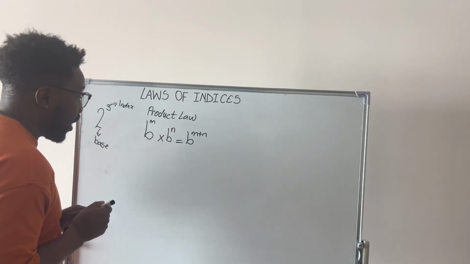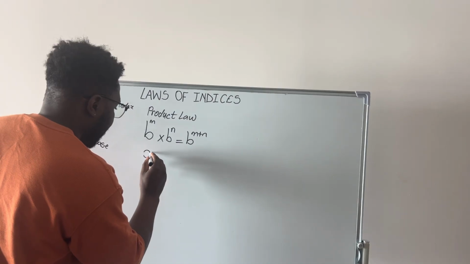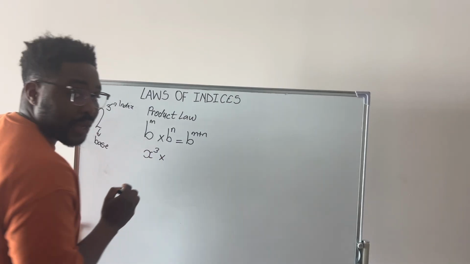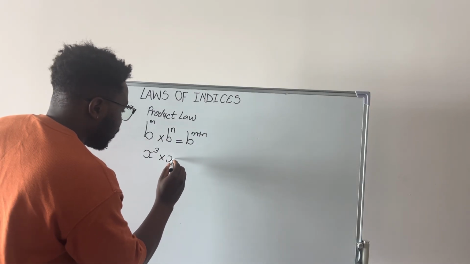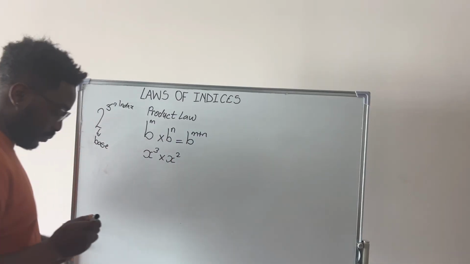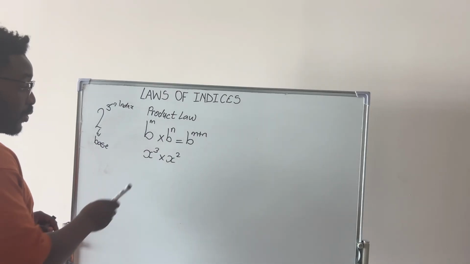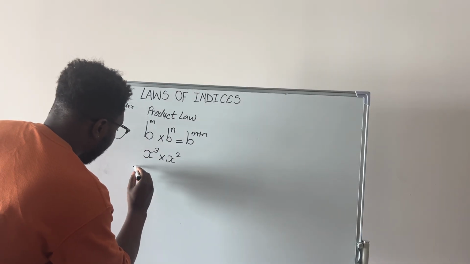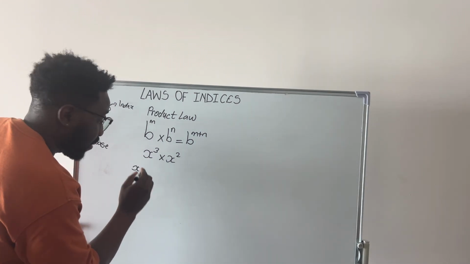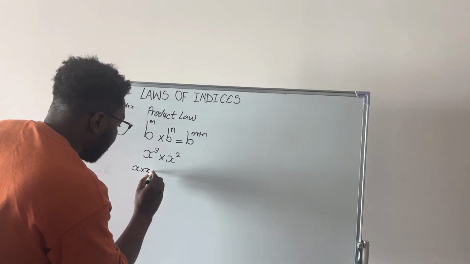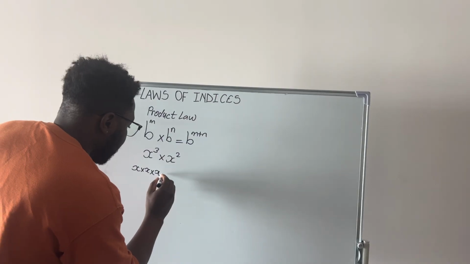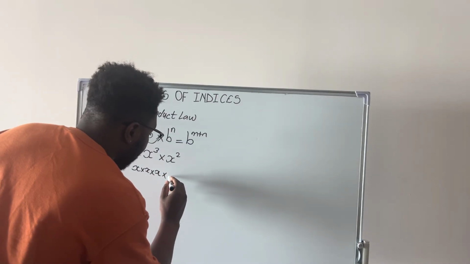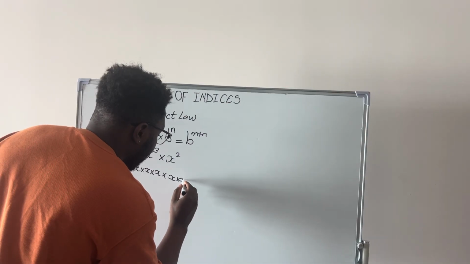Okay, let's put that into practice. Let's say we have x raised to the power 3, multiplied by x raised to the power 2. Let's try to expand these two terms. I'm expanding my first term here: x multiplied by x multiplied by x, and then my second term: x multiplied by x.